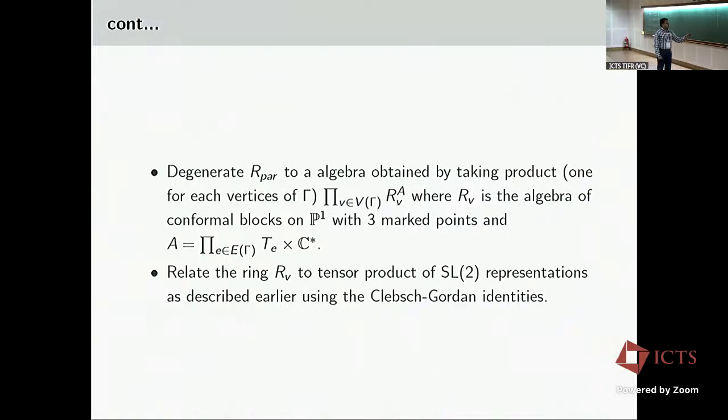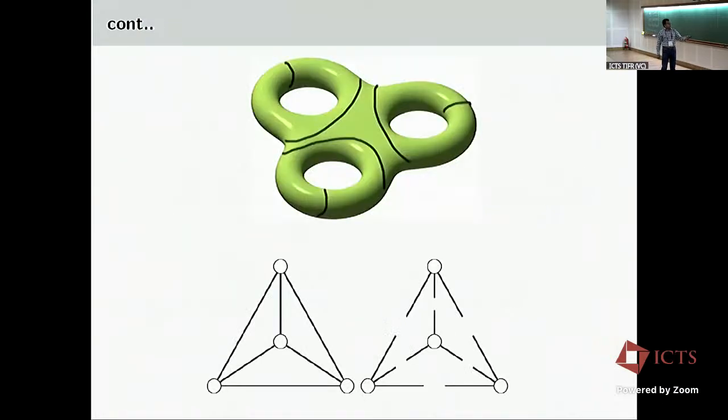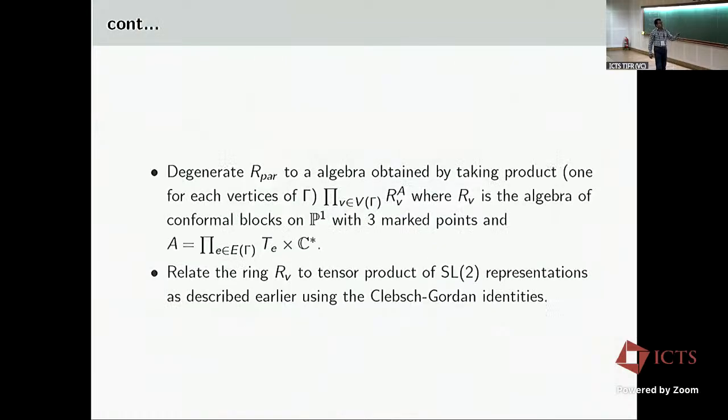this algebra of conformal blocks on this nodal curve can be related to this algebra where RV is the algebra of conformal blocks on P1 with 3 marked points. So the refined invariants satisfying this can be given by these Clebsch-Gordan identities.